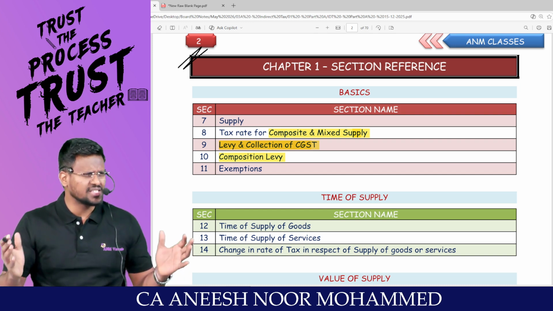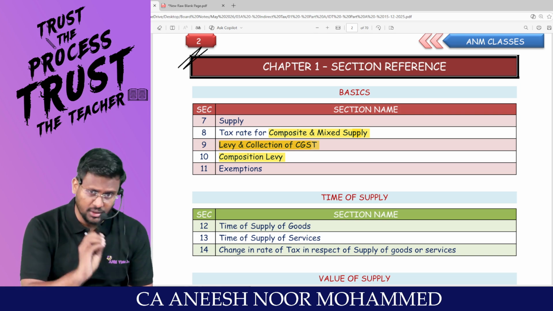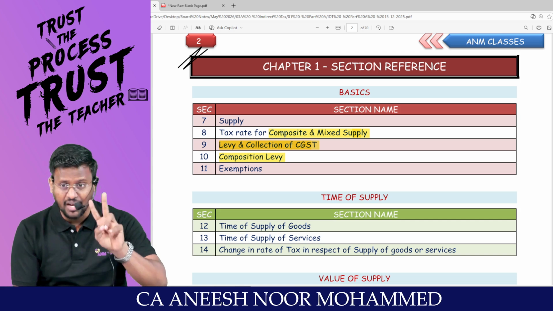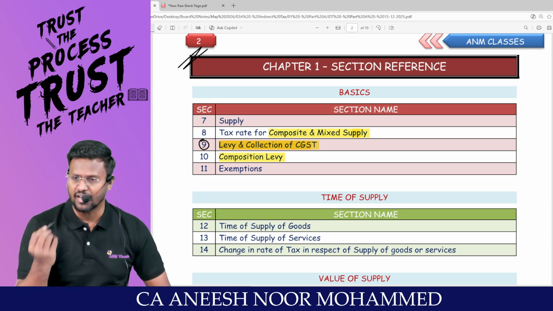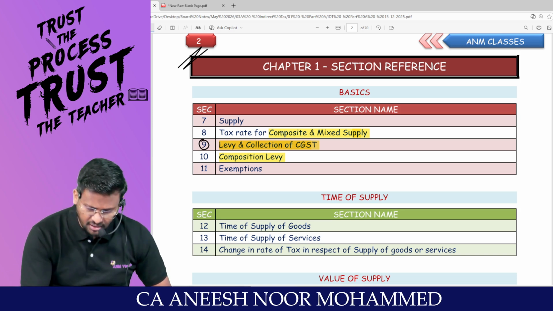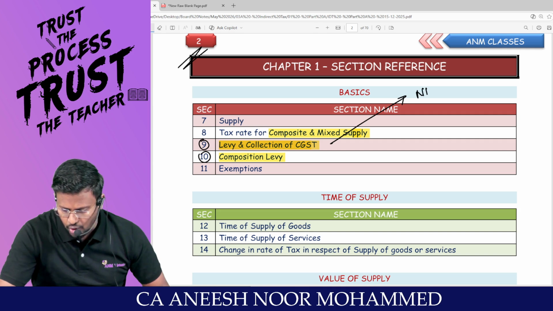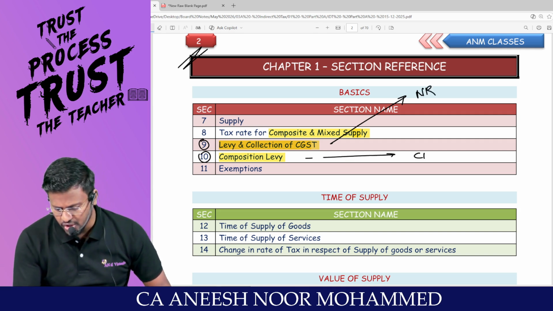We all know that this GST Act is one of the easiest taxes as compared to the Income Tax Act. My dear lovable students, we are having two routes. A taxpayer can either travel through the section 9 route or through the section 10 route. Section 9 route is otherwise called the normal route and section 10 route is otherwise called the composition route.